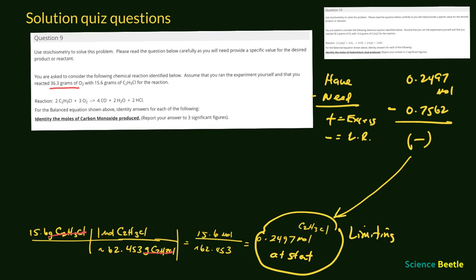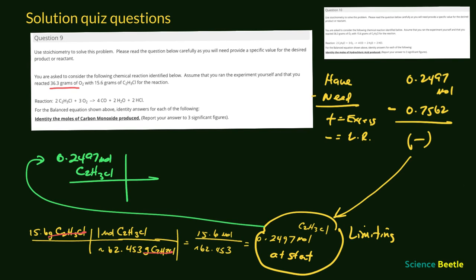So what I want to do then is just put this here, and I'm going to put it up here as a starting position. So that means I'm going to take the amount that I have at the start, which is 0.2497 moles of that original compound, C2H3Cl, and now I need to conduct the ratio between the two compounds, the limiting reactant and the carbon monoxide. The ratio that you see here, if you look at this, that's for every 2 moles of the limiting reactant, I'm going to produce 4 moles of carbon monoxide. Okay, so the ratio is a 4:2. So that means for every 2 moles of the C2H3Cl, I'm going to produce 4 moles of the carbon monoxide.